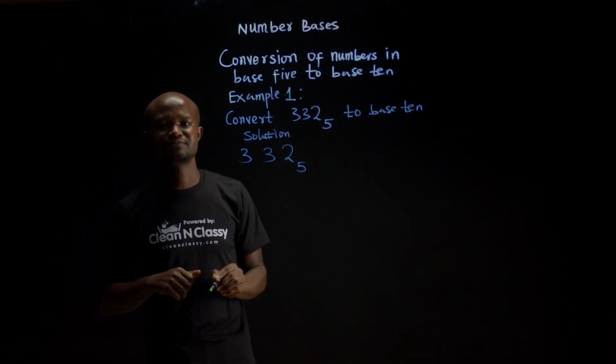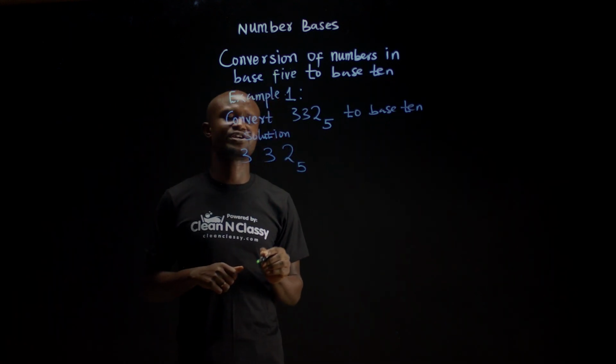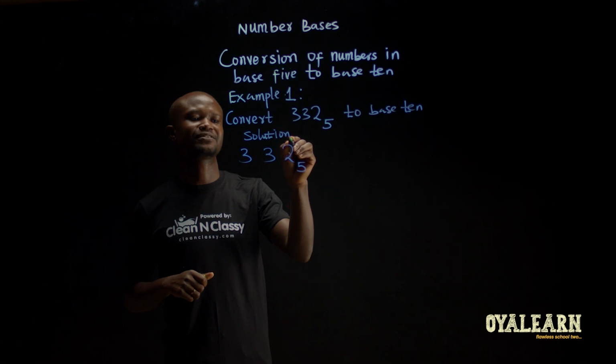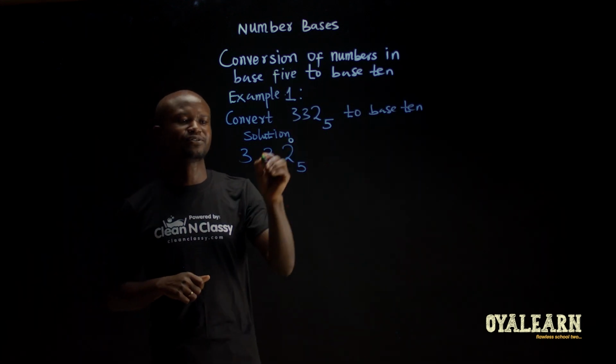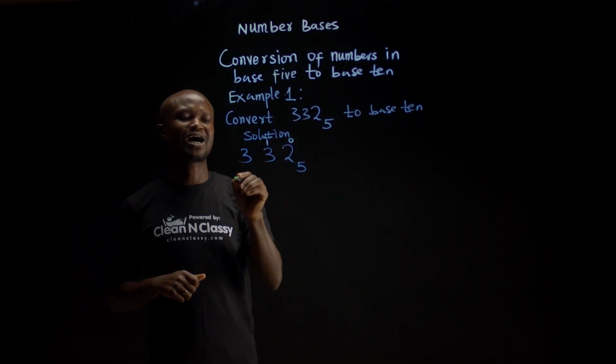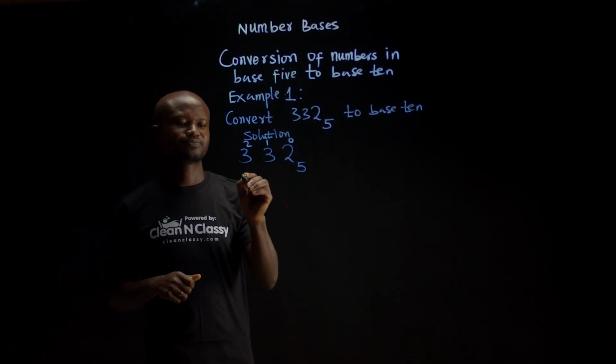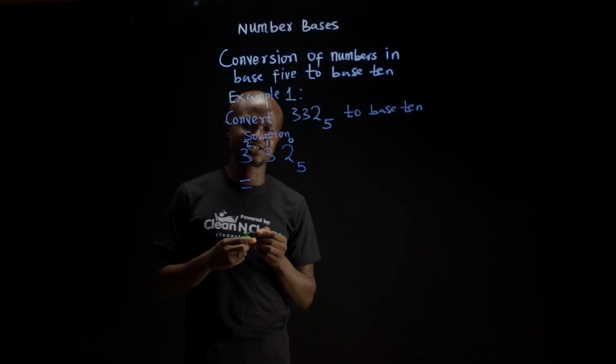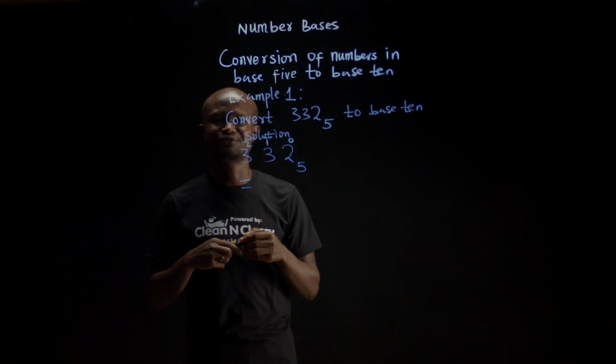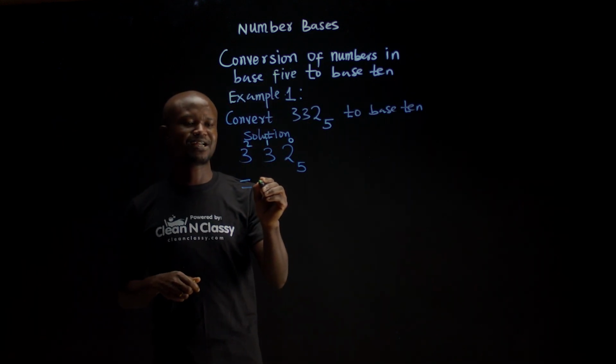base 5. The next thing to do is to assign values from the back. 0, then the next number, 1, 2. Now the next thing for us is to write out the expanding form. And that will be what?